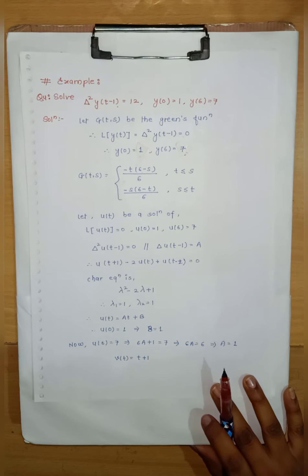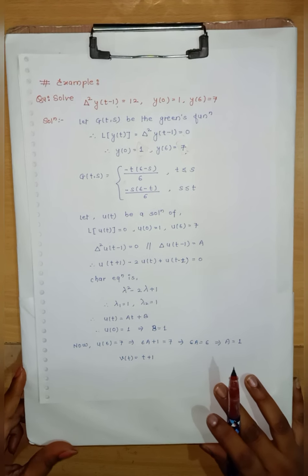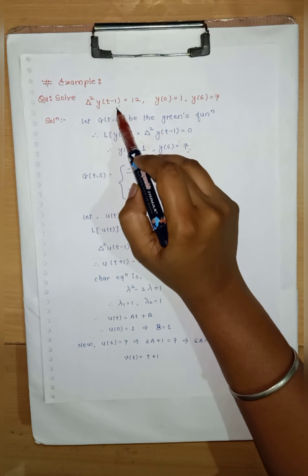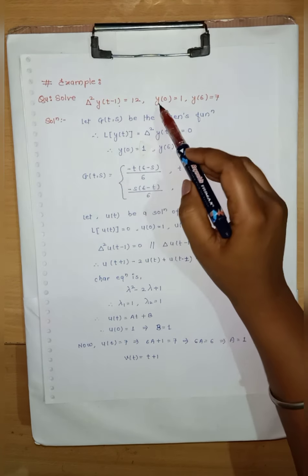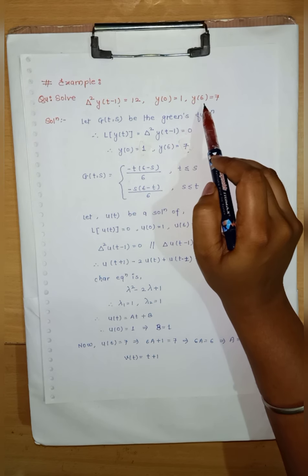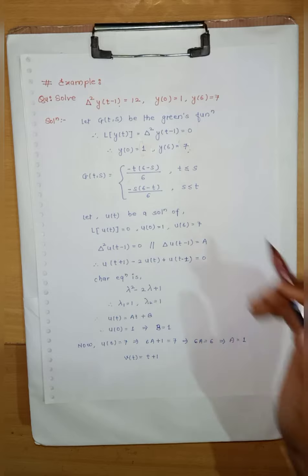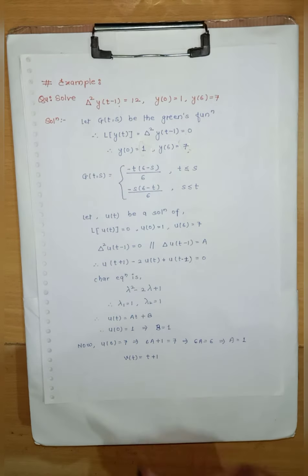So next we will see one example. The question is: solve Δ²y(t-1) = 12, y(0) = 1 and y(6) = 7. So what is the solution?